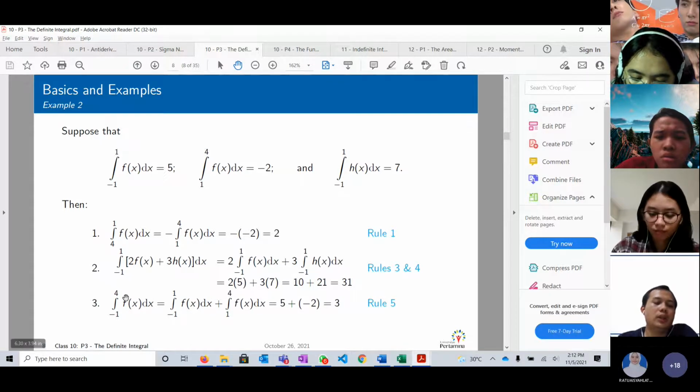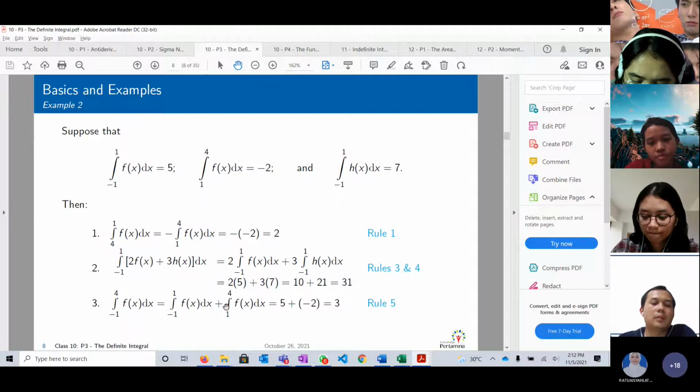How about if we want to find the integral of f(x) dx from -1 to 4? Since we have the integral from -1 to 1 and from 1 to 4, then we can split the interval into -1 to 1 plus from 1 to 4. In this case, we have both of the integral values, which are 5 and -2. We add them together, then we have the result. Any questions?